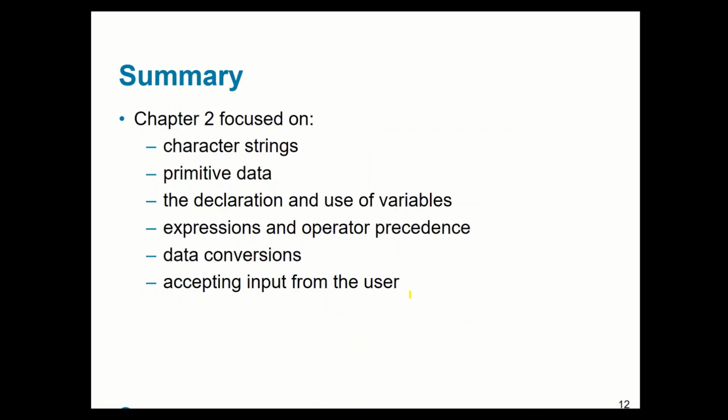Now we have just finished chapter 2. Chapter 2 is very important. You have learned character strings, primitive data, the declaration and use of variables, expressions and operator precedence, data conversions, and accepting input from the user. To be good at programming in Java, you need to know these things clearly. Watch the lecture video several times and study the examples in the lecture materials by performing them in Eclipse by yourself.